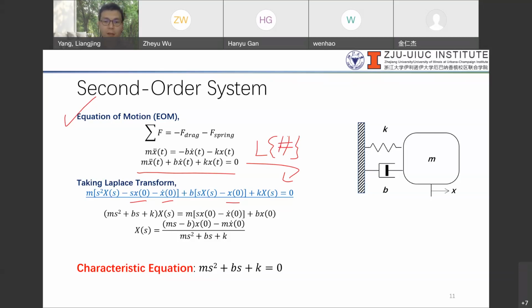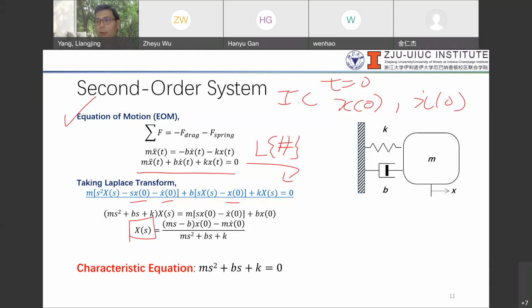and you get something like this. Okay, basically, initial condition is when t equal to 0. What is your x and x dot? So we denote this as this. So the initial displacement and the initial velocity. All right. And so from here, you can make this X the subject of formula.